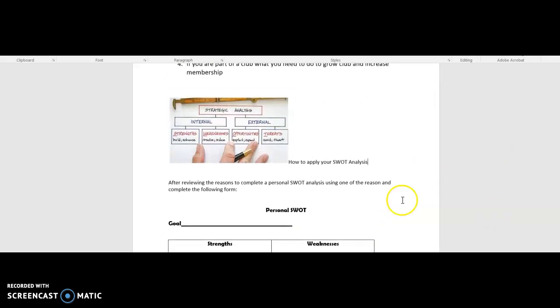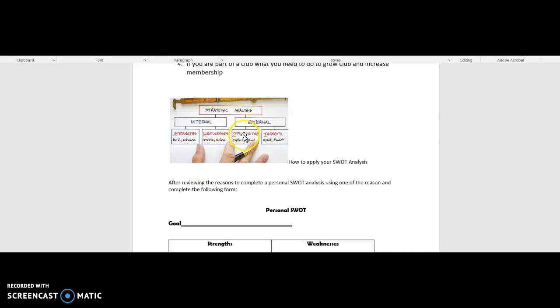Now, I also wanted you guys to see this picture right here. And I liked this because this shows, okay, you created your SWOT analysis. Now, what do you do with it? How do you apply it? So what it says here is internally you have your strengths. And of course, once you identify your strengths, you want to come up with ways to build your strengths, enhance your strengths. Your weaknesses, what you could do to resolve these weaknesses or reduce weaknesses.